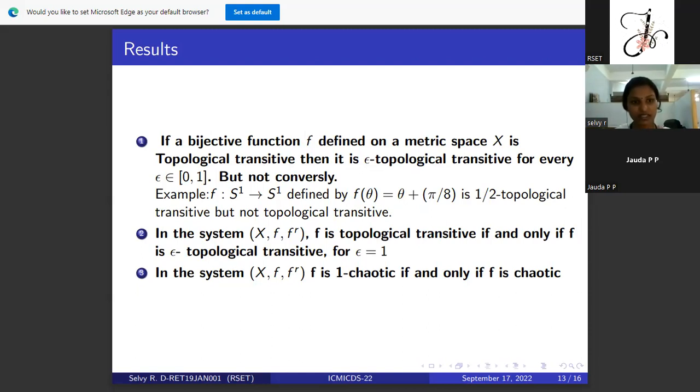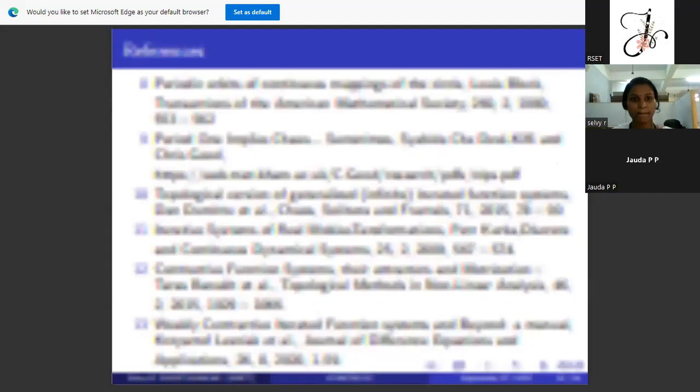The next result is: in the system (X, f, F^r), f is topologically transitive if and only if f is epsilon topologically transitive for epsilon equal to 1. The main result is: in the system (X, f, F^r), f is 1 chaotic if and only if f is chaotic. So these are my results, and these are the references.